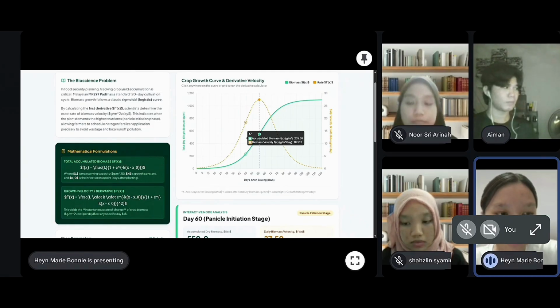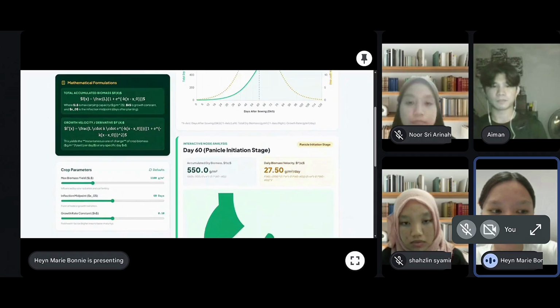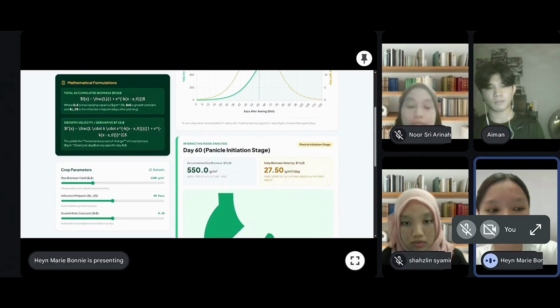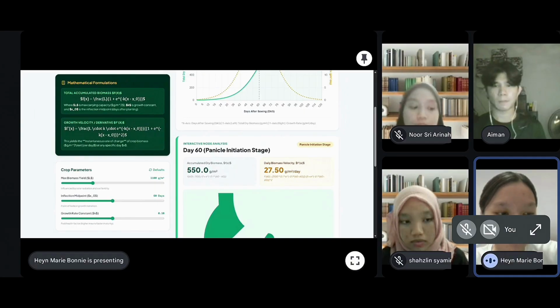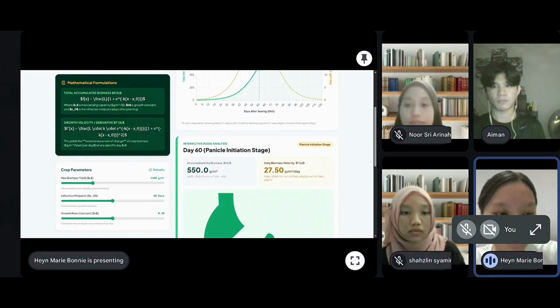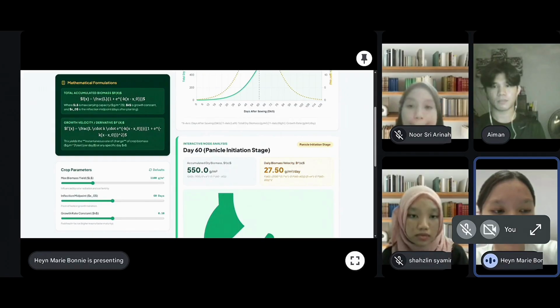In closing, my suggestion for improving this HTML page in the future is to interrogate a live weather and solar radiation API. Currently, the parameters like this growth constant are adjusted manually via sliders. Connecting it to live meteorological data would allow the simulator to automatically recalculate and predict growth rates based on real-time environmental factors in local rice yields.